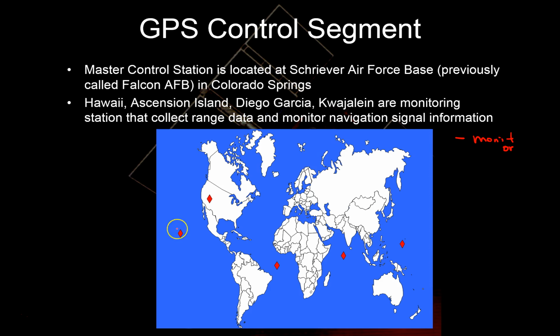In the original design, there were only the five stations. Here's Shriver Air Force Base, Colorado, Hawaii, I believe Ascension Island, Diego Garcia, and Kwajalein. These are all islands where the U.S. has Air Force bases. The distribution of these monitoring stations was designed so that at any moment in time the US government would have control over the satellites. If they needed to send up a command saying you're not sending out the right data, or just to communicate with the satellites, they could do so at any moment.